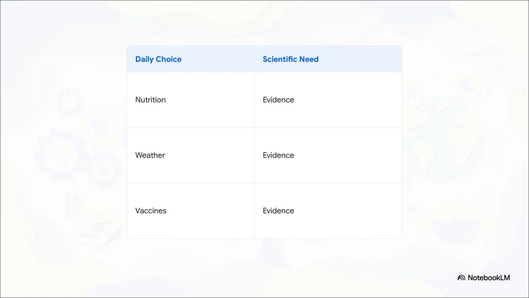And finally, vaccine decisions. This is a really prime example of applying science to daily life. Individuals look at the available scientific and immunological evidence regarding a vaccine, and they carefully weigh that evidence to make a highly personal, informed choice about their health and their family's health. In every single one of these everyday scenarios, science isn't making the choice for you, it's simply, but crucially, providing the evidence you need to make the choice yourself.